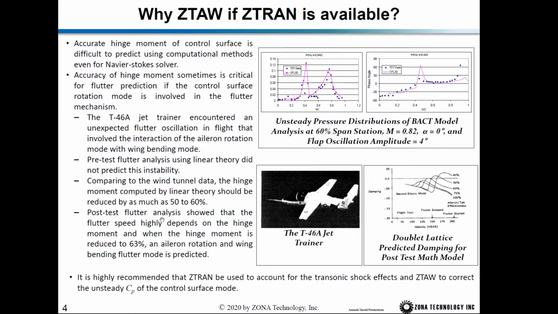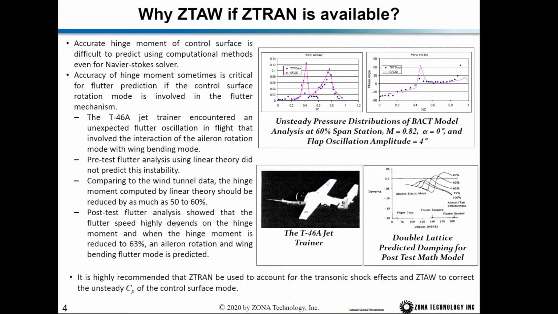The post-test flutter analysis showed that the flutter speed highly depends on the hinge moment, and when the hinge moment is reduced to 63%, the aileron rotation and wing bending flutter mode is predicted. This is shown by this VG diagram. When they apply a knockdown factor of 63% on the unsteady CP on the flap, this damping line crosses the zero damping line. Therefore, they predict the flutter instability at this speed, and this speed correlated with the flight test data.